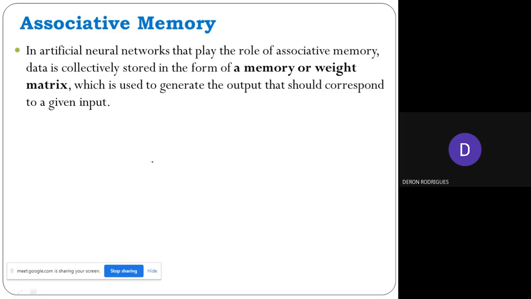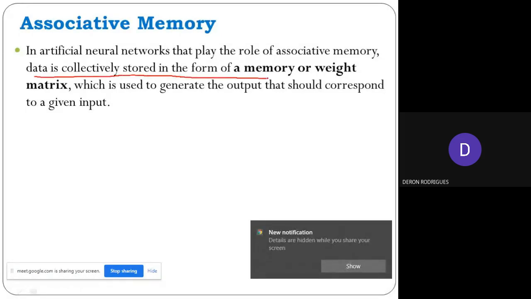Whenever the neural network is going to play the role of the associative memory, what is basically done here is that the data is collectively stored. You can see data is collectively stored in the form of a memory or weight matrix.